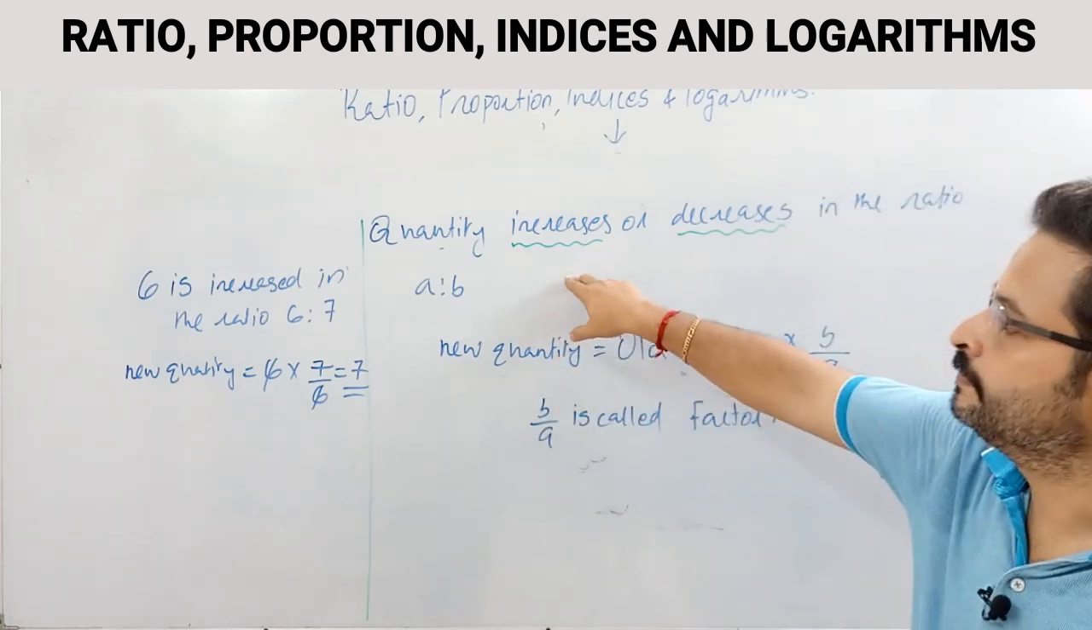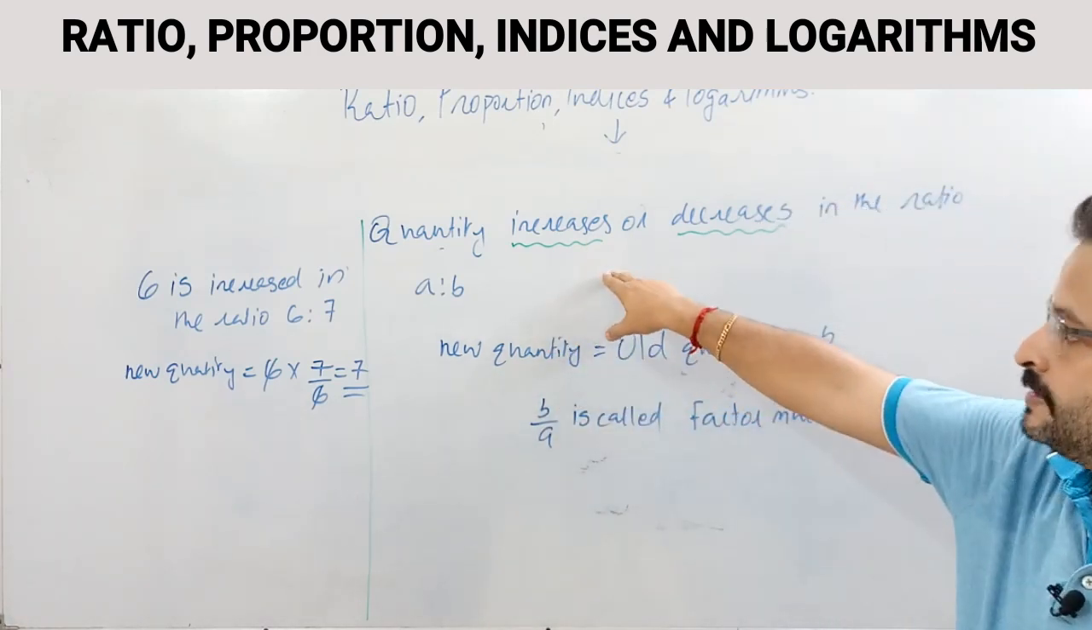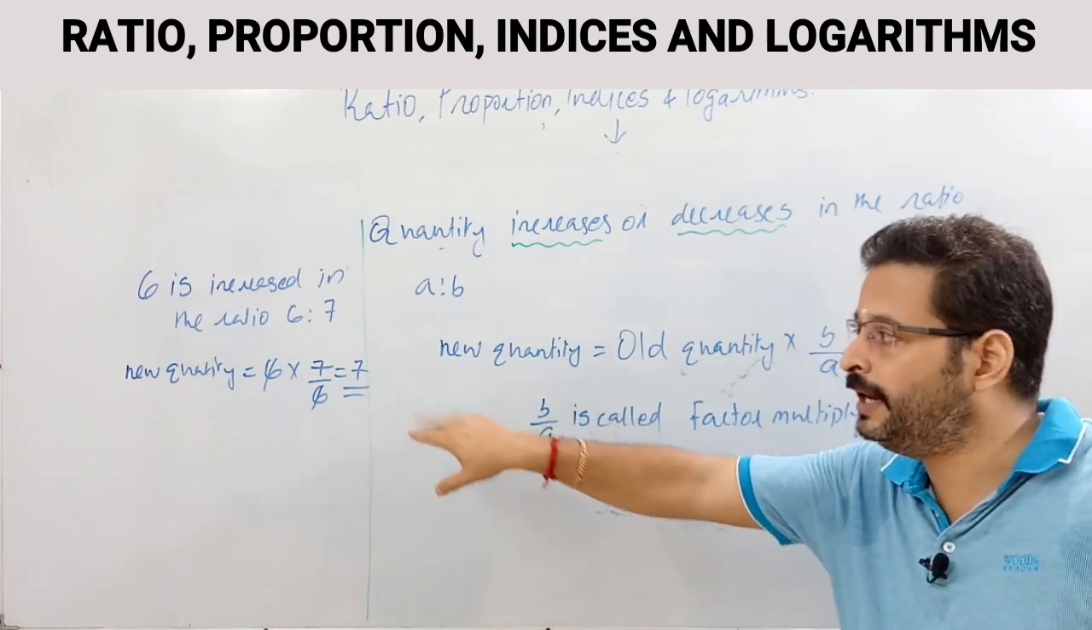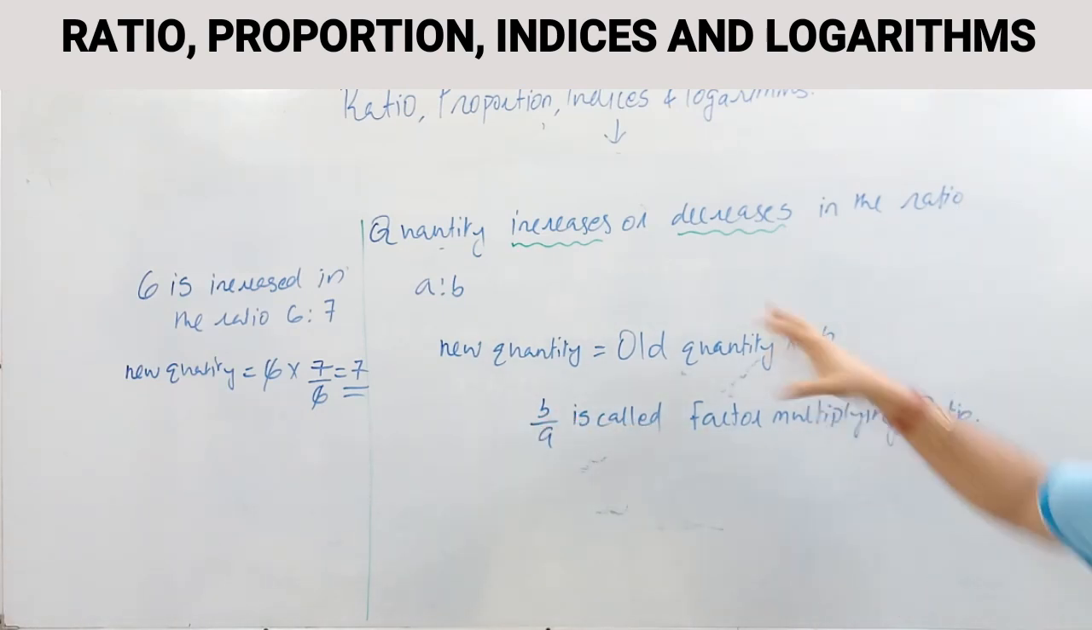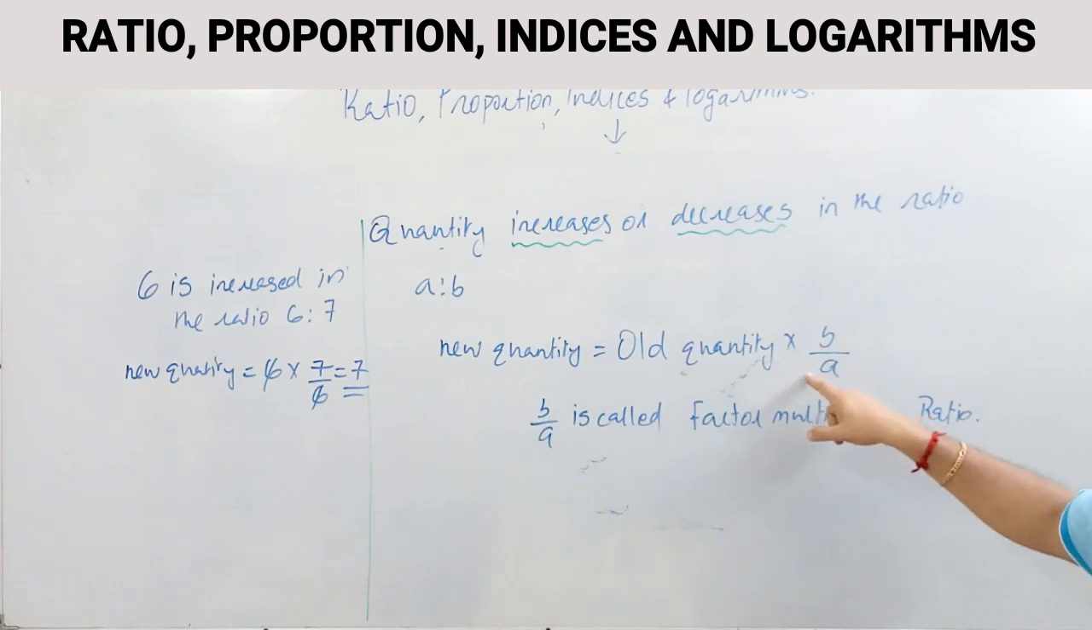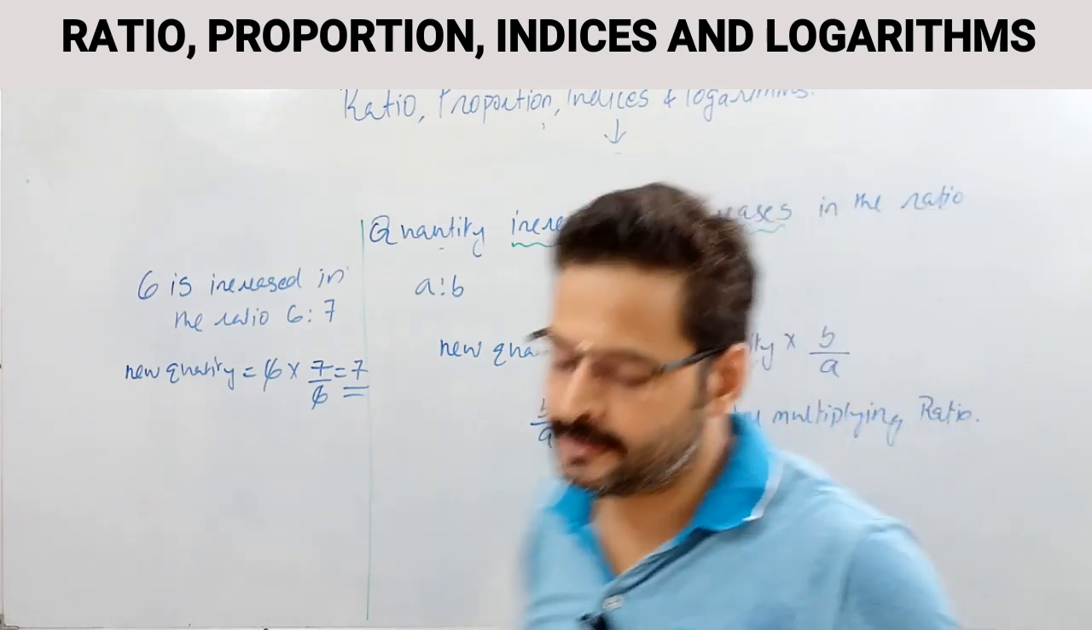There is a doubt. When a quantity increases in the ratio A is to B, then the new quantity will be the old quantity into B divided by A. Students have a doubt: when the quantity decreases in the ratio, how can it also be B by A? Consider the example.